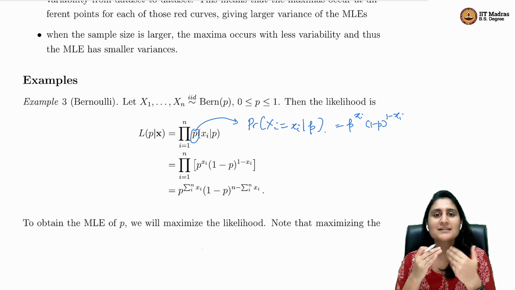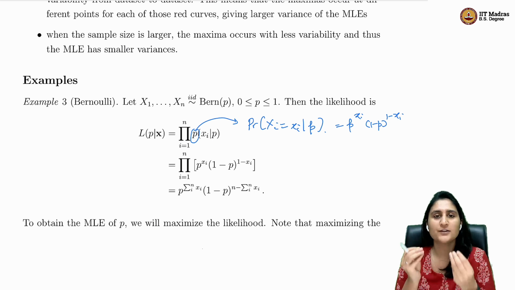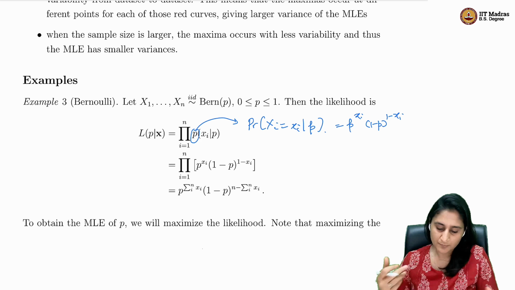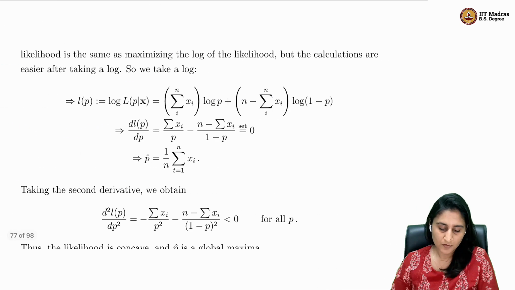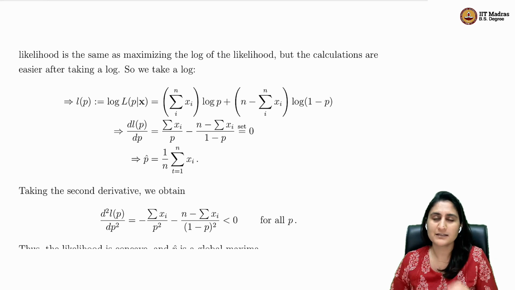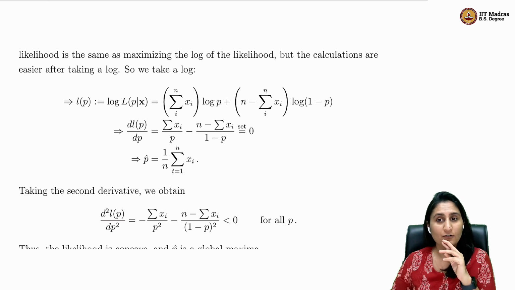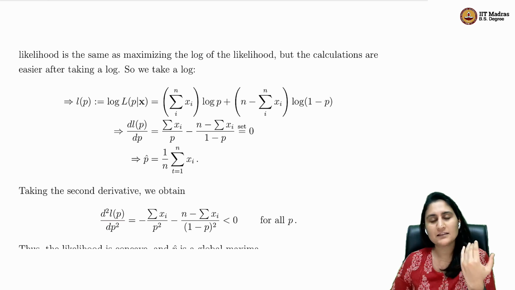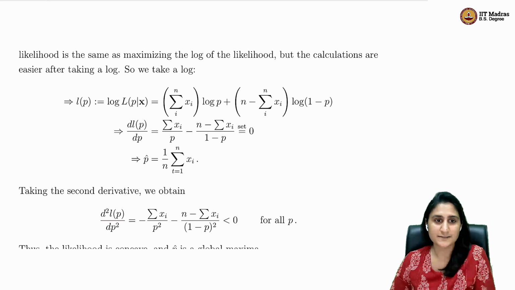Okay, so this gives us the likelihood function. Now to obtain the maximum likelihood estimator of P, we want to maximize this likelihood function. We want to find the value of P that gives us the largest value of the likelihood. But maximizing the likelihood is equivalent to maximizing the log of the likelihood, right? So the argument that maximizes the likelihood is the same argument that maximizes the log likelihood. But taking the log, as always, makes our calculations much, much easier.